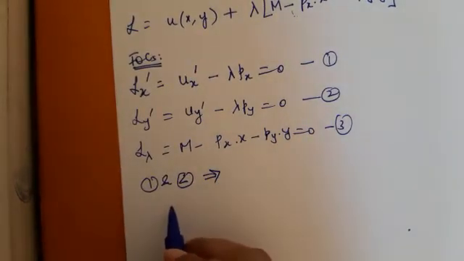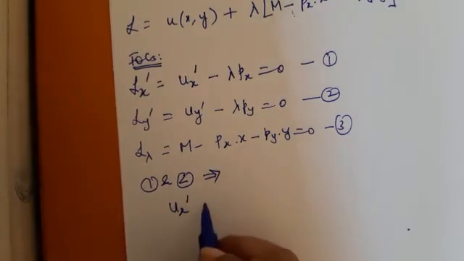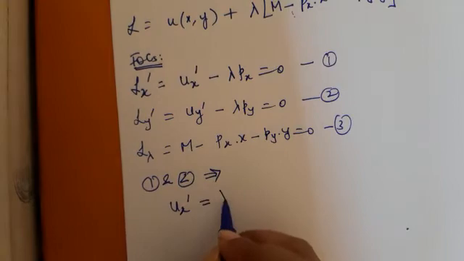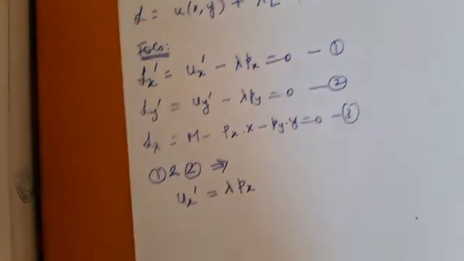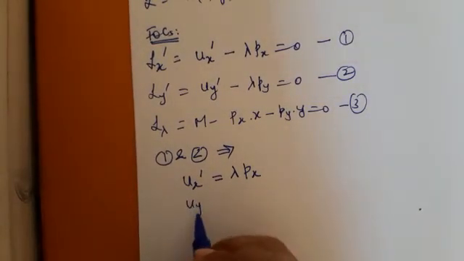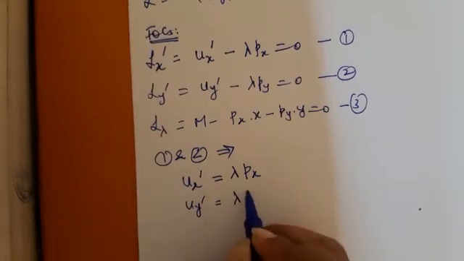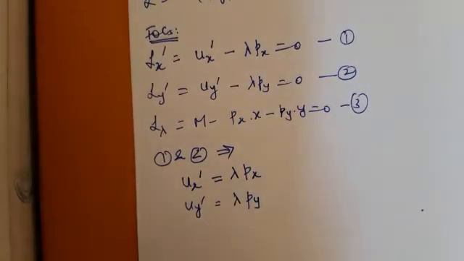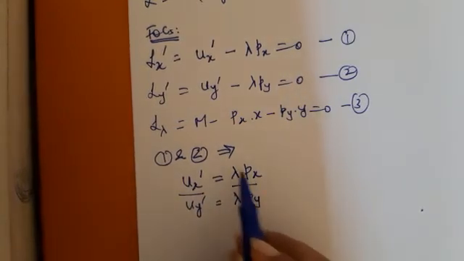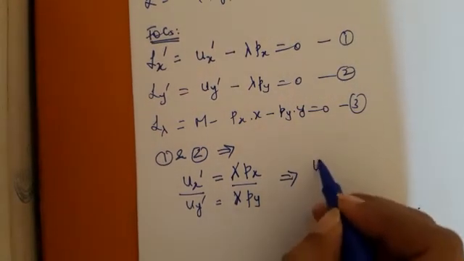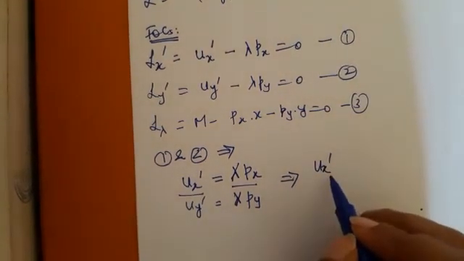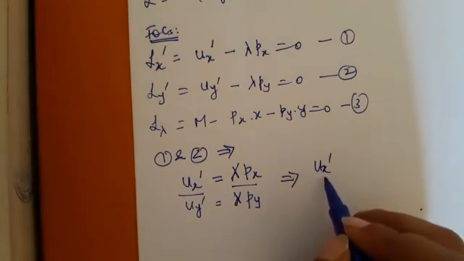The first 2 equations imply that u sub x is equal to lambda times the price of x. This is what we get from the first equation. And from the second equation, we get u sub y is equal to lambda times p, the price of good y. And taking the ratio of these 2 equations, the left hand side and the right hand side, the way we did in the previous video, we'll see that once we take the ratio, the lambda terms here get cancelled, and what you get is the feature of the equilibrium condition that I had talked about.